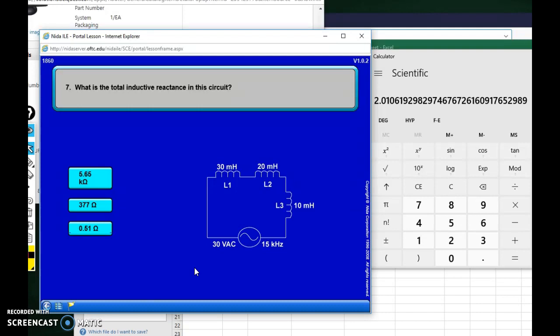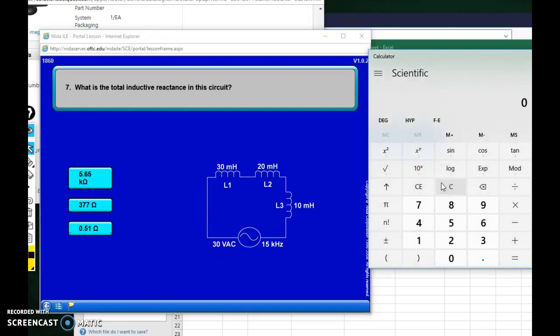The very first thing, if we want total inductive reactance, we could either calculate the individual inductive reactance of each one of these, or we can just add them together, get the total inductance, and then figure the total inductive reactance. So that's the shorter method, so let's do that. And let's remember here that our formula for inductive reactance is 2 pi FL.